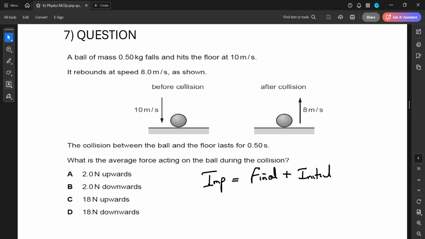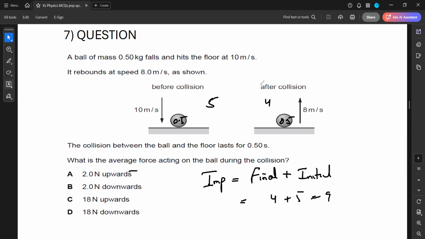What about the mass? It is 0.5 kg. This also 0.5. So 10 multiplied by 0.5 is equal to 5. And 8 multiplied by 0.5 is equal to 4. So it is final plus initial. So 4 plus 5, what will we get? We'll get 9. That's the impulse.